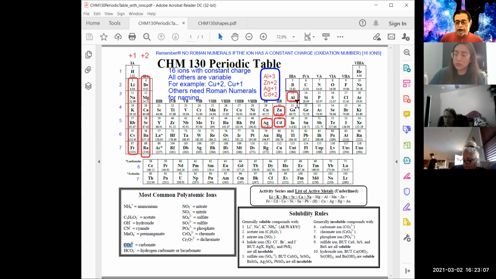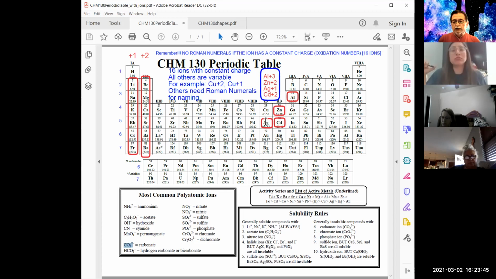Then catty corner to that, diagonally to the left, you have zinc, number 30, which always will have a +2 charge. Continuing diagonally to number 47, Ag is silver, which always will have a +1 charge. And then we cut back to the right and we end up with Cd, cadmium, which always will have a +2 charge. So there you have it: 16 elements, call them the sweet 16. 100% of the time, you know their charge.